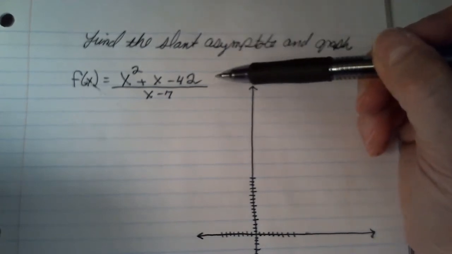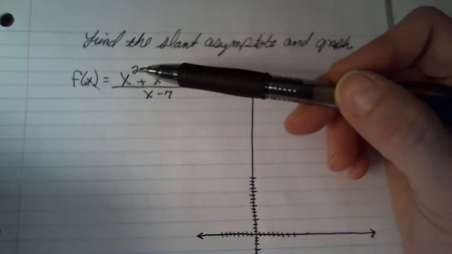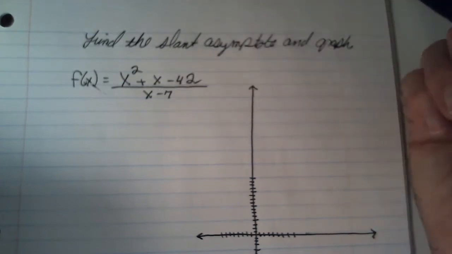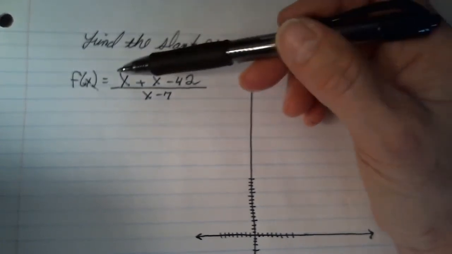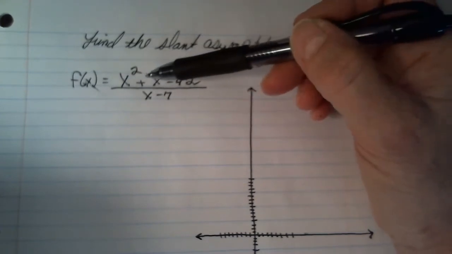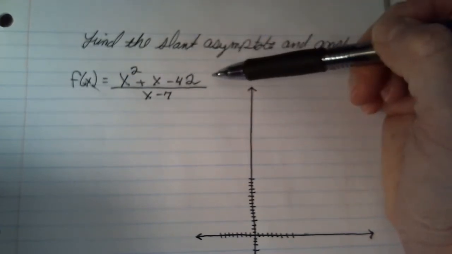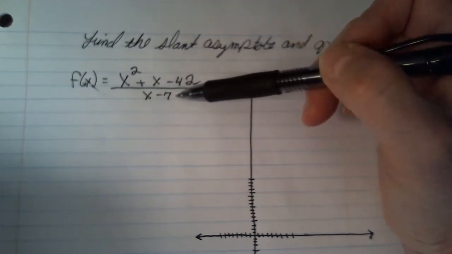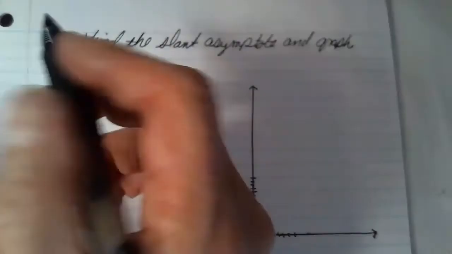First of all, I know it's going to have a slant asymptote because the top degree is 1 degree larger than the bottom degree. In order to find the slant asymptote, I'm going to use synthetic division. I'm going to take the coefficient of every term on the numerator and divide it by 7, which is when I set the denominator equal to 0 and solve.